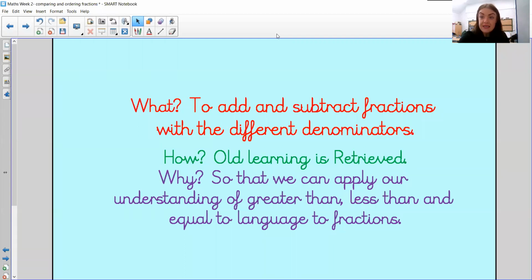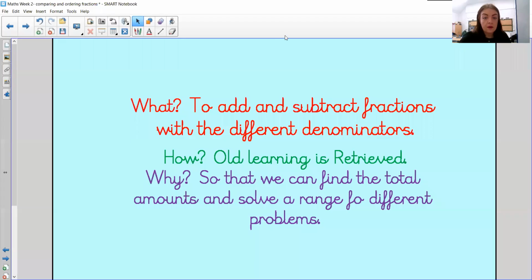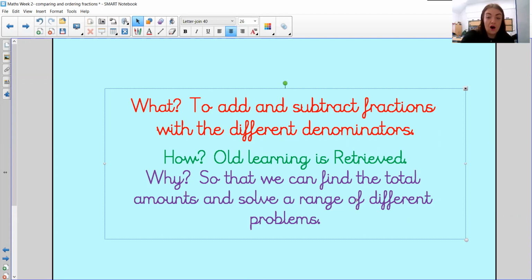Fantastic. So what we're going to be doing today then, we're going to be adding and subtracting fractions with different denominators. So now I'm hoping you're seeing why we just did our equivalent fractions as our fluency this morning, because we're going to be using that skill quite a lot because we are going to be adding and subtracting with different denominators. This is going to be a little bit of old learning because, like I said, we're going to be using our knowledge of equivalent fractions. And why? So that we can find the total amounts and solve a range of different problems.